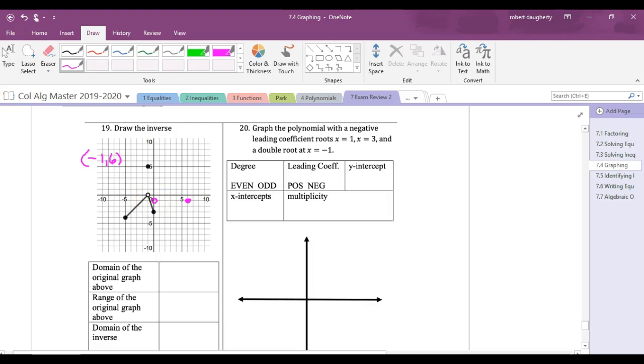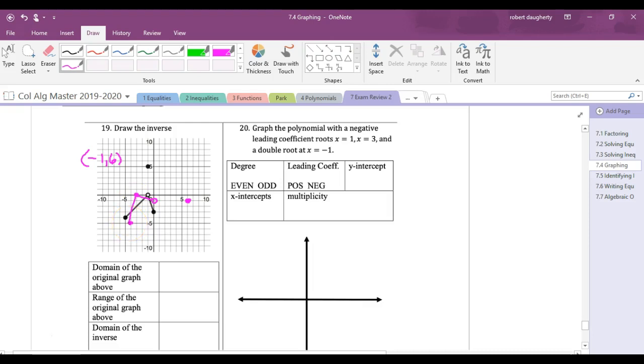The point at (0, -3), the inverse of that is going to be (-3, 0). So 1, 2, 3, 0, which is right there. And I can connect those dots. And then the point (-5, -4), the inverse of that is going to be (-4, -5). (-4, -5) is right here. So there we go. That is the inverse that you see graphed.